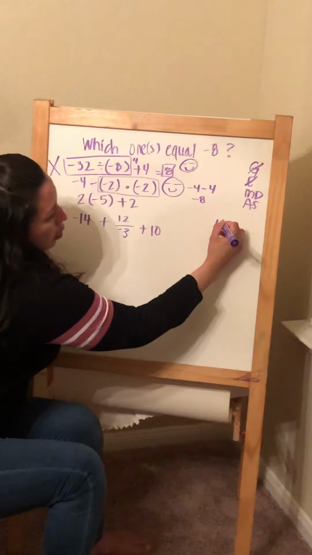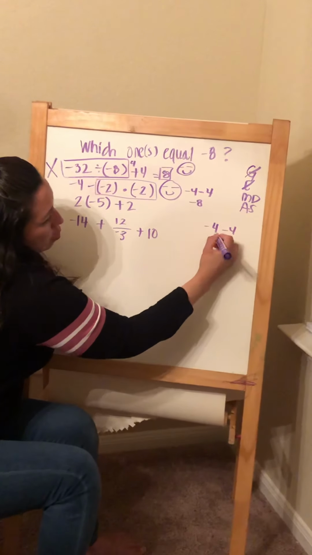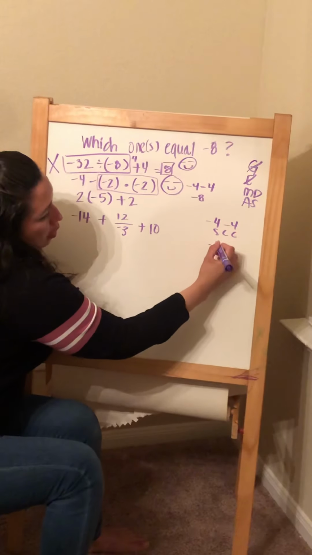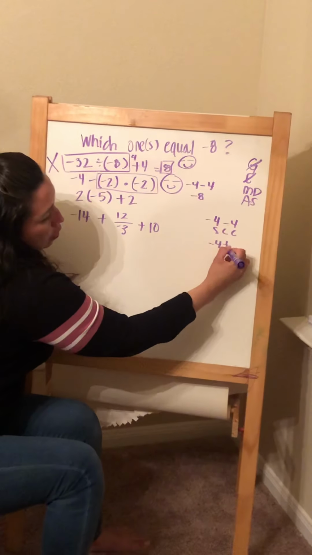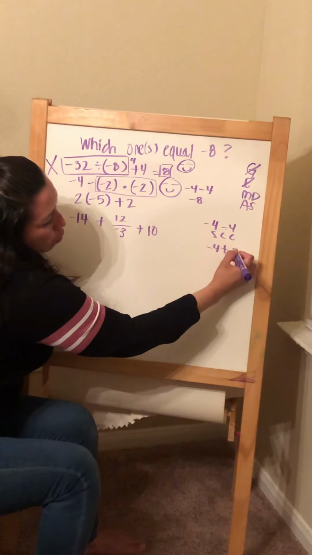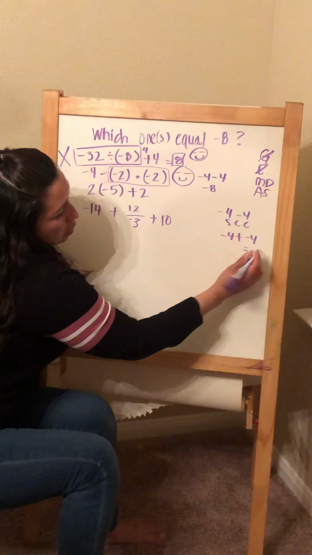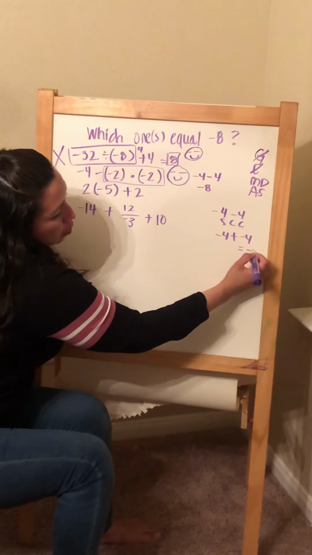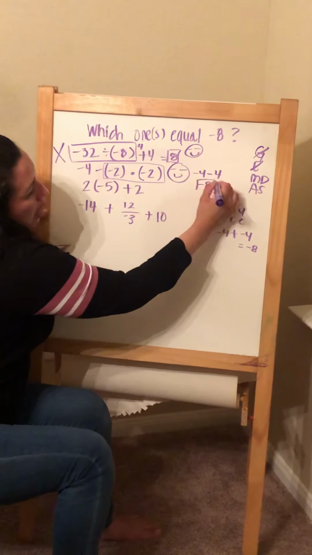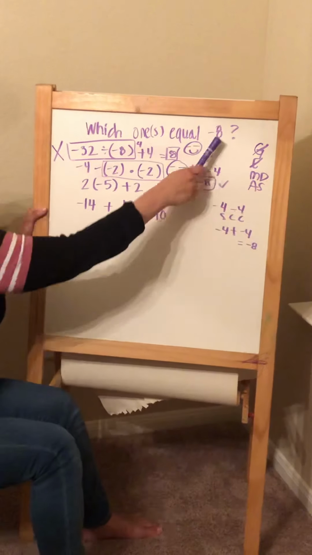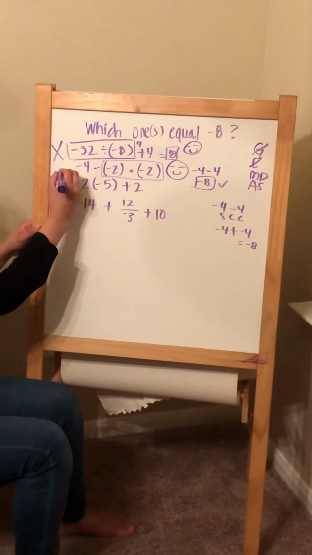Or -4 minus 4, you could do save, change, flip, right? -4, change that to an addition problem, change your 4 to a -4, and you can see all negatives. So you've got -8. That is what we wanted, a -8. So we know this is an answer.